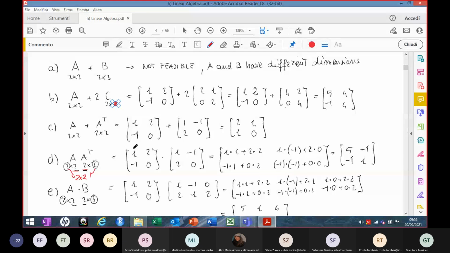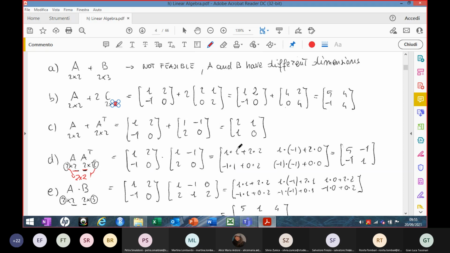Now go to the second row and repeat everything. First row times first column. Again, you can do the product because it is again a scalar or inner product. So minus 1 times 1 plus 0 times 2, and this is exactly what I wrote here. Then minus 1 times minus 1 plus 0 times 0, and this is exactly what I wrote here.